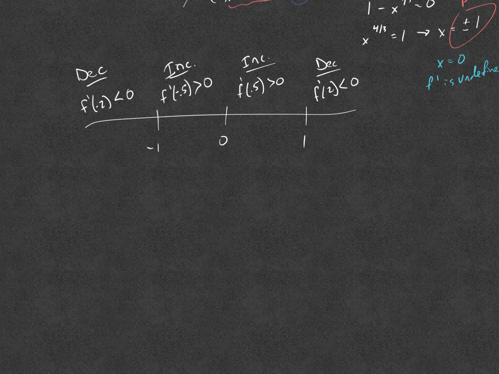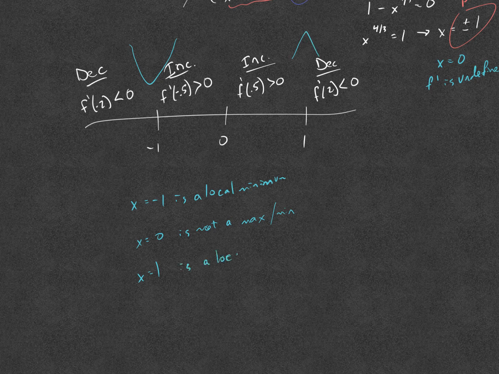Now analyze them. What are they? X equals negative 1 is a local, decreasing to increasing, local minimum. X equals 0 is not a max or min point. And then x equals positive 1, if we change from increasing to decreasing, that would be a local maximum.